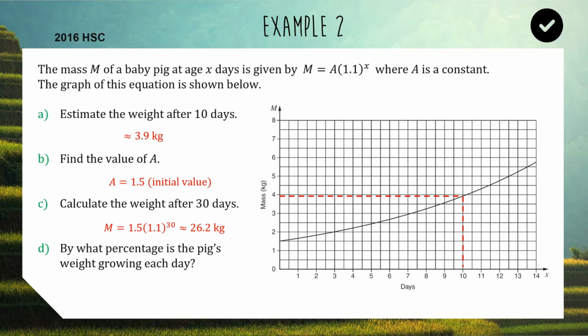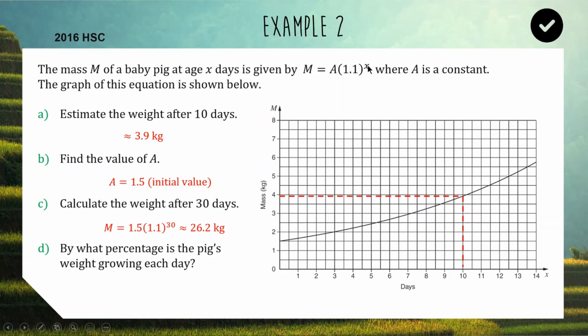All right, and now for part D, it's asking by what percentage is the pig's weight growing each day? Now, in the 2016 HSC, this last part, question D, was answered correctly by very, very few students. What percentage is the pig's weight growing each day? Well, let's think about what's happening with this equation right here. We have A, which we said is 1.5. We have 1.5 multiplied by 1.1 to the power of x.